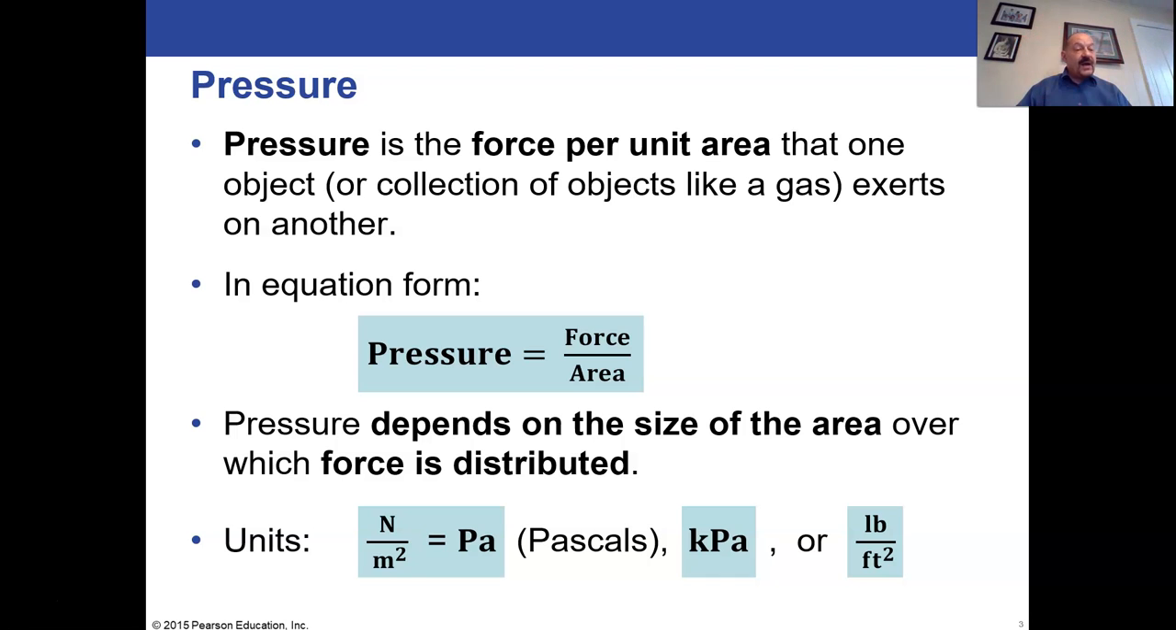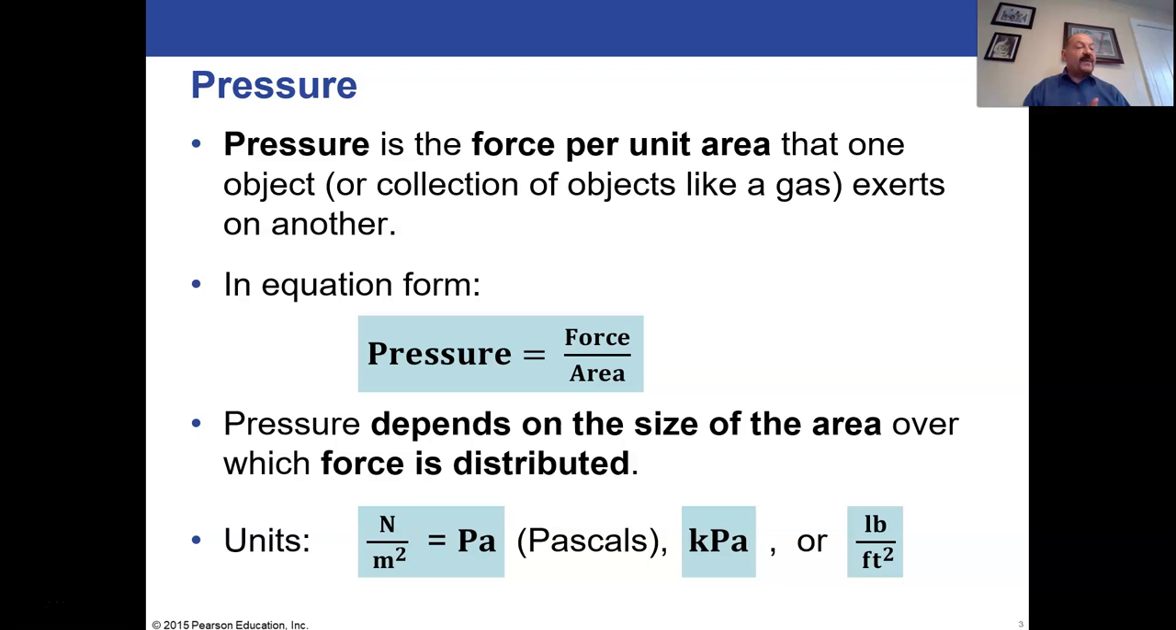So the units we use for pressure, since pressure is force divided by area, we use force units divided by area units. So newtons over meters squared. Meters squared would be our units of area. And we have a special name for that, named after Blaise Pascal, who was a pioneer in studying forces and pressures. He's also a famous mathematician as well. And so the unit is called the Pascal.